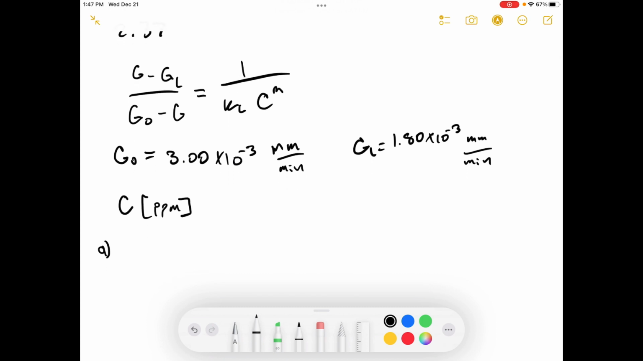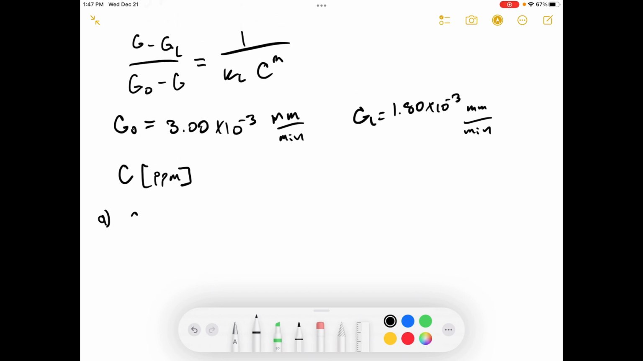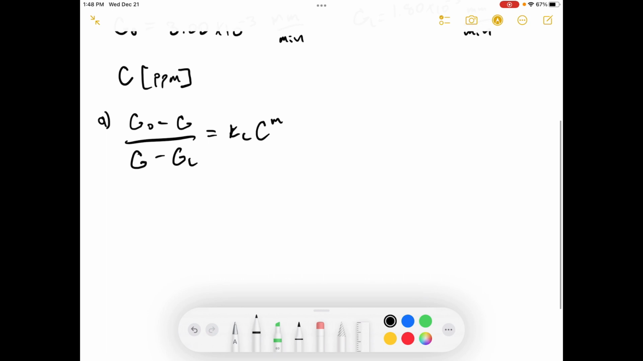Well, KL and M, I don't like that they're in the denominator, so maybe we can just flip this equation. GO minus G over G minus GL equals the reciprocal of this, which is KL C to the M. This looks a lot like we can just take the log of both sides.